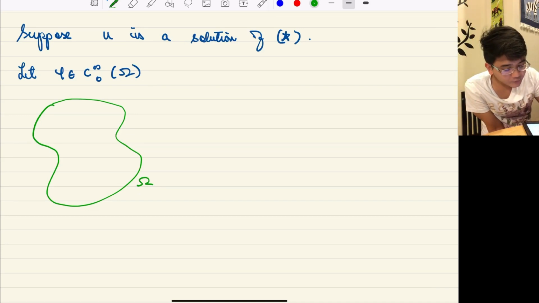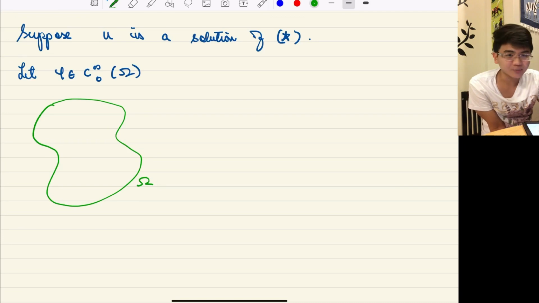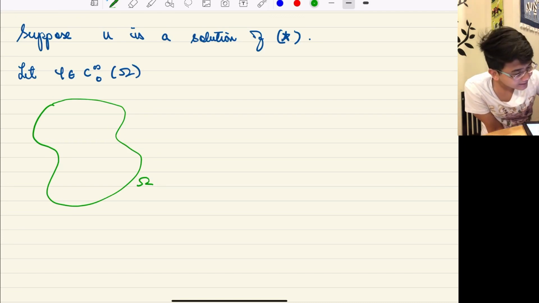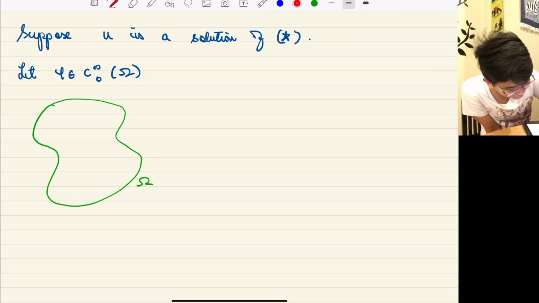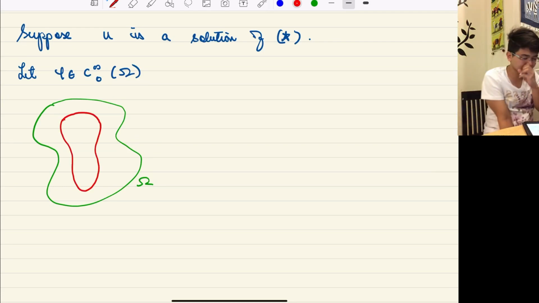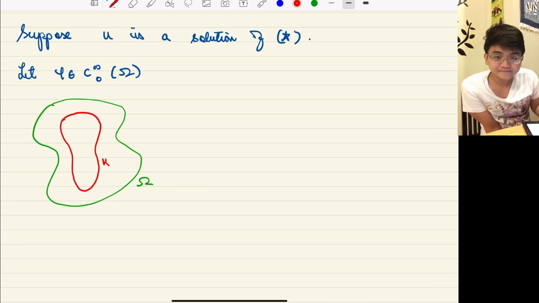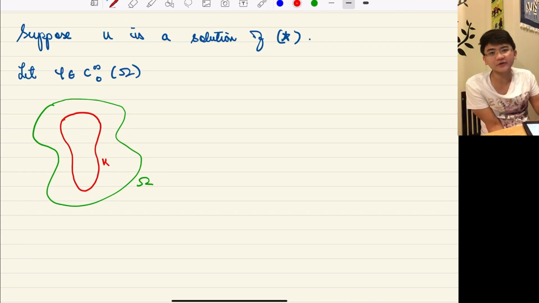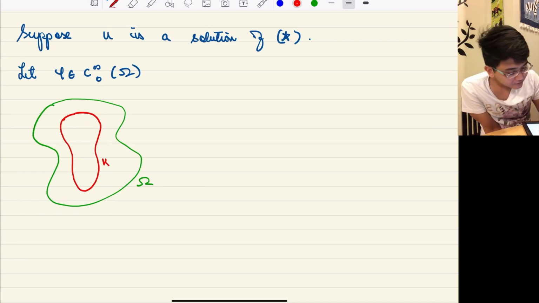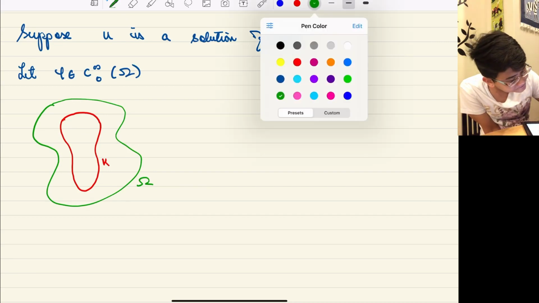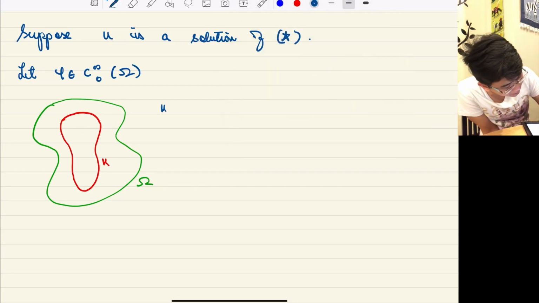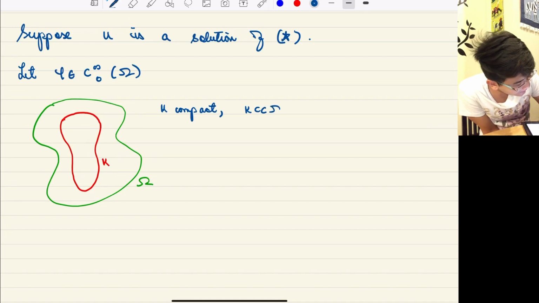What does it mean when we say that the function has compact support? There is a set K that is compact, such that K is compact. So in Rn, compact sets are closed and bounded. So there's a set K such that K is compactly contained in omega.